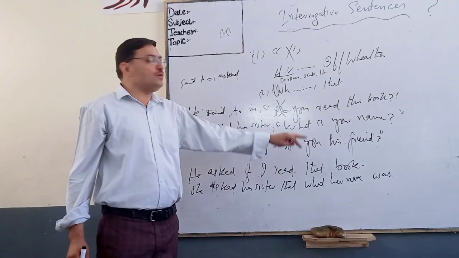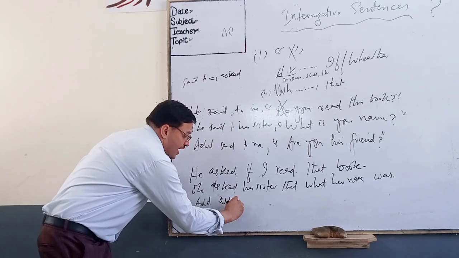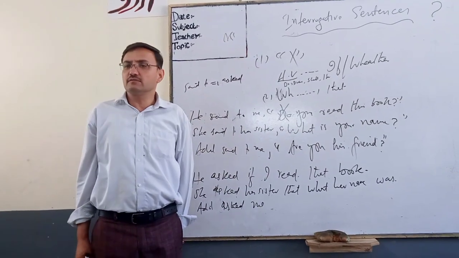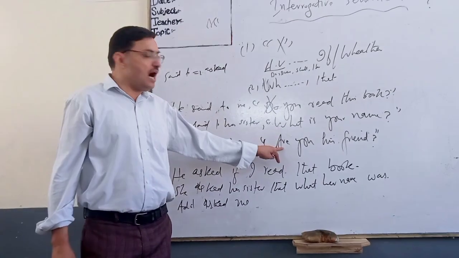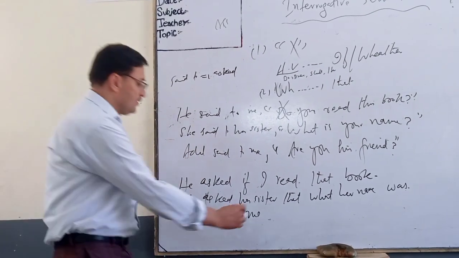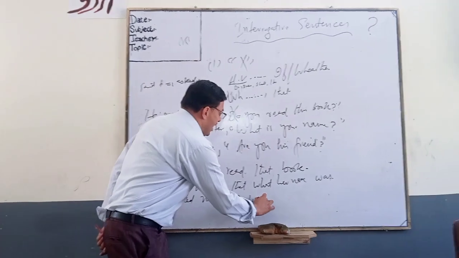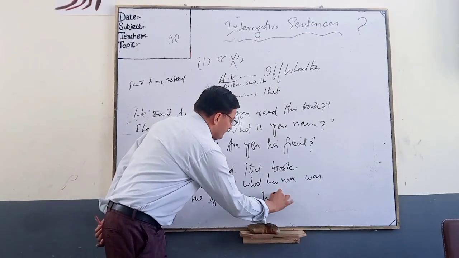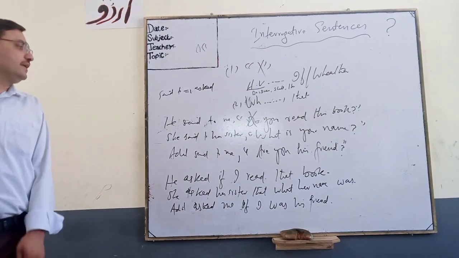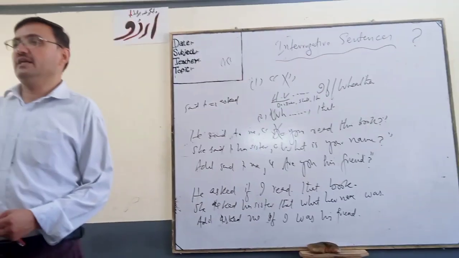Adil said to me, "Are you his friend?" Adil asked, or inquired of, me. Change again are into were, I was. What would the sentence be? Adil asked me if I was his friend. If I was his friend. Adil asked me if I was his friend.